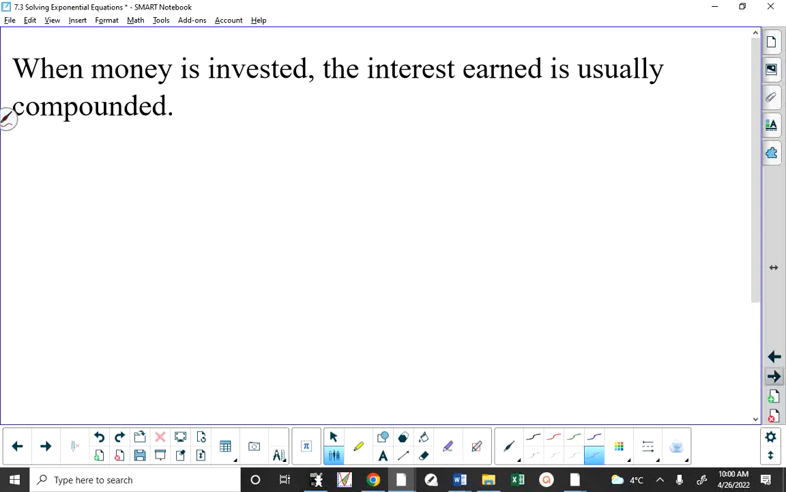When you invest money, the interest is compounded. What does that mean? What is interest? I give my money to the bank, and my bank keeps my money. And for me allowing them to hold on to my money, they give me extra money from time to time, which is called interest. By the way, my money is not in the bank.